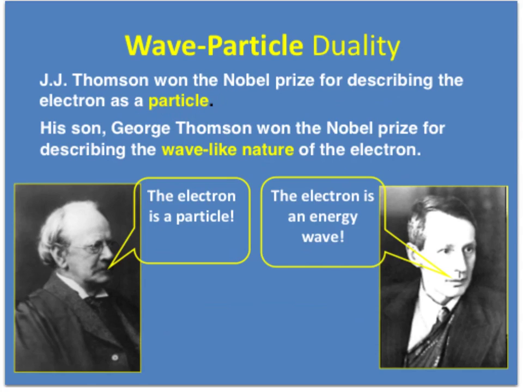J.J. Thompson, that is. And his son George Thompson, he said electron is an energy wave. So they were both correct because light can behave both as a wave or as a particle, or it can exist as a wave and as a particle. But it cannot be a wave and a particle at the same time. So it's either or.